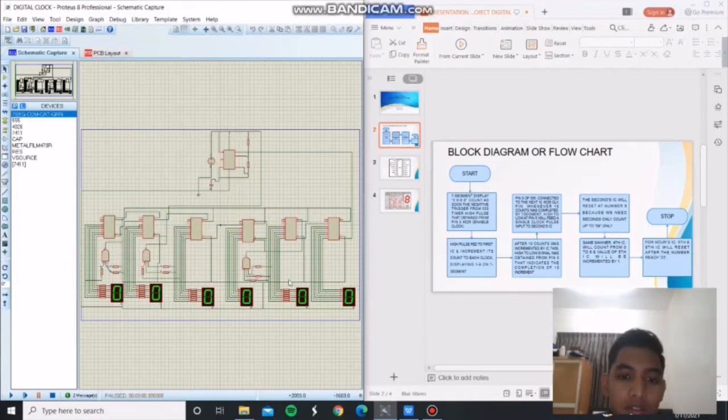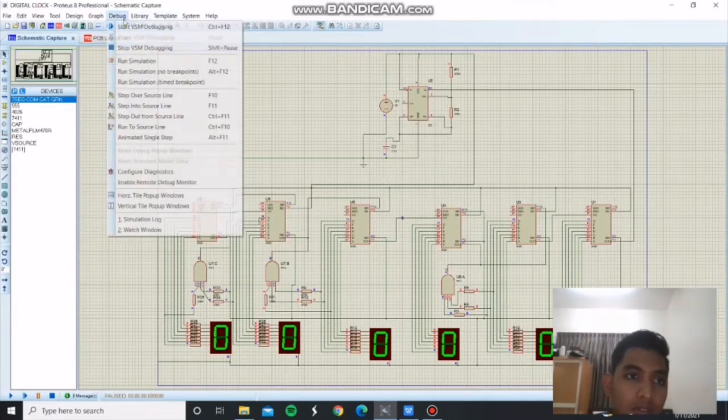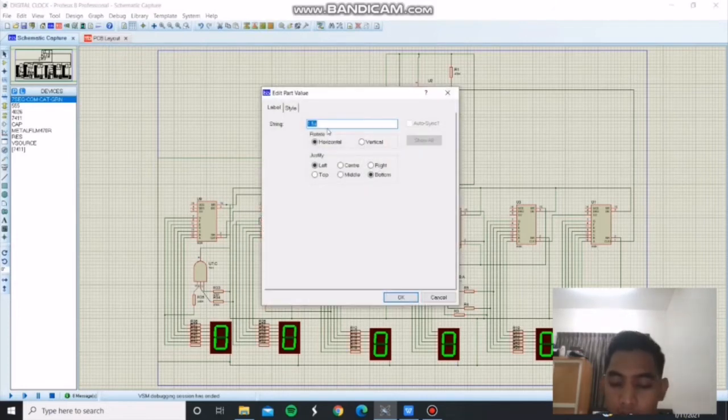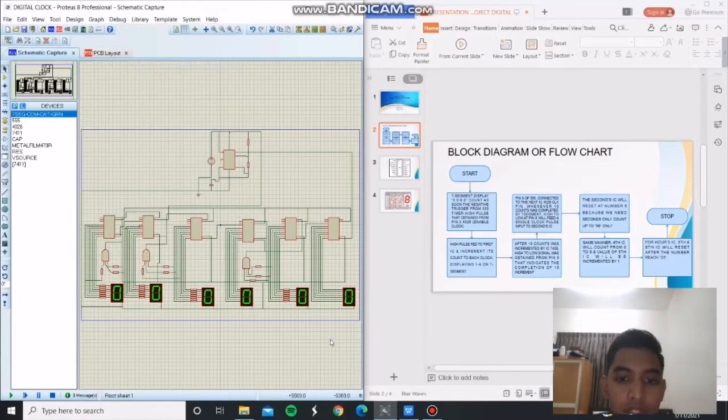When I start this one, I need to change the capacitor value to make it faster, so 8.5 micro. Okay, we run the simulation. When the seconds IC is at 59, it will go to the next IC and become 1. This part will not have 60, so it is easy for us to read the digital clock as a normal clock.